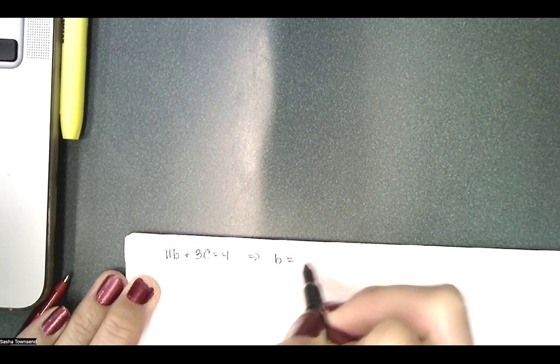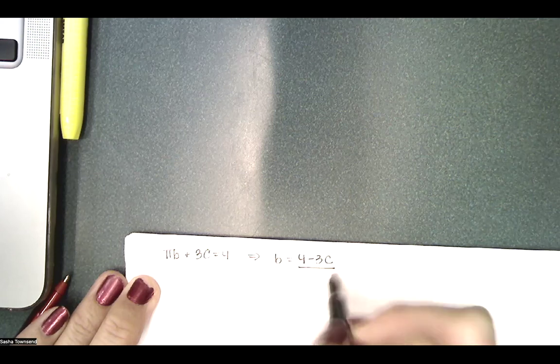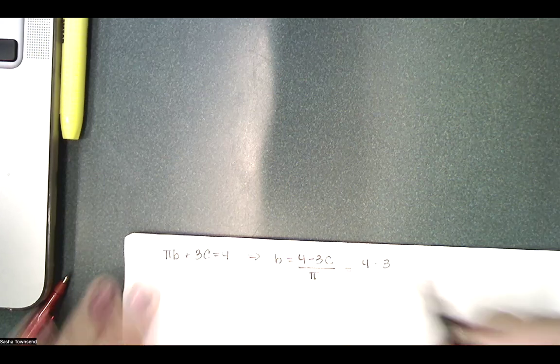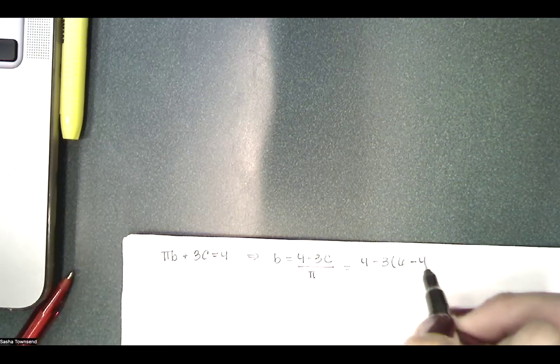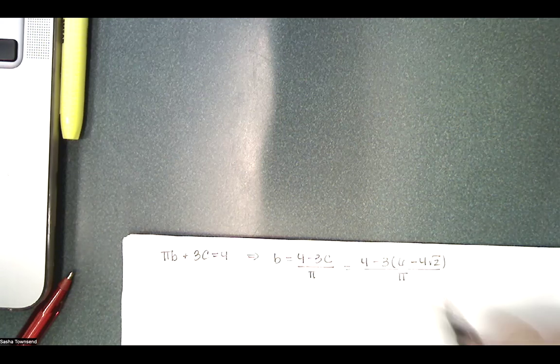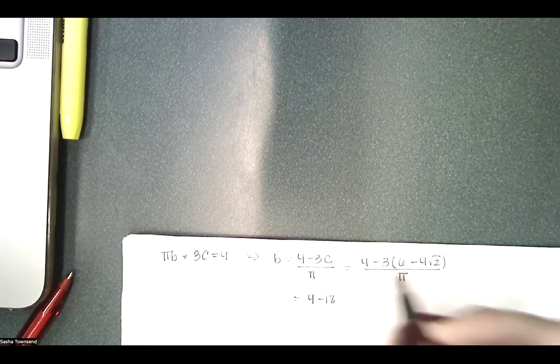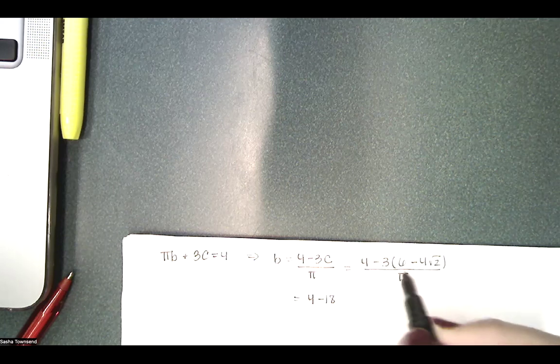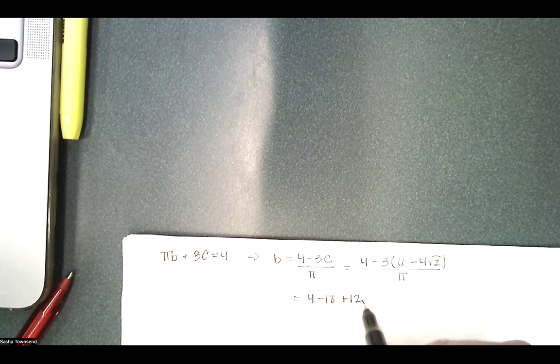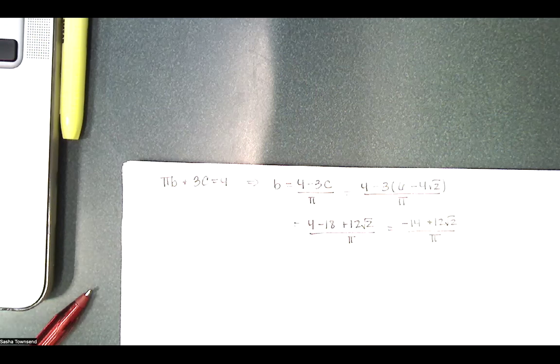So we know that pi b plus 3c equals 4. So b is equal to (4 minus 3c) divided by pi. And c was 6 minus 4 root 2. Distribute the negative 3. Negative 3 times 6 is negative 18 there, and negative 3 times negative 4 is positive 12. So that's my b value. I'm wondering if I made some errors already.